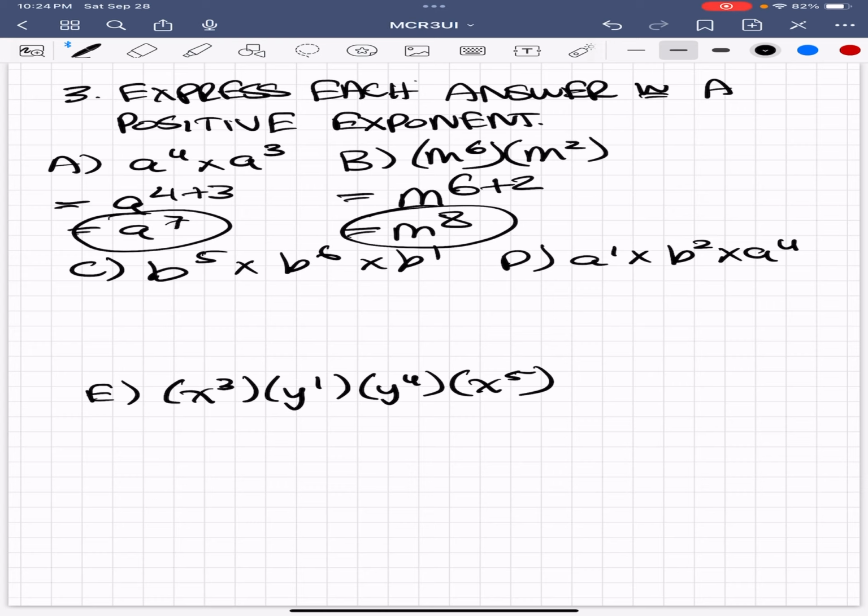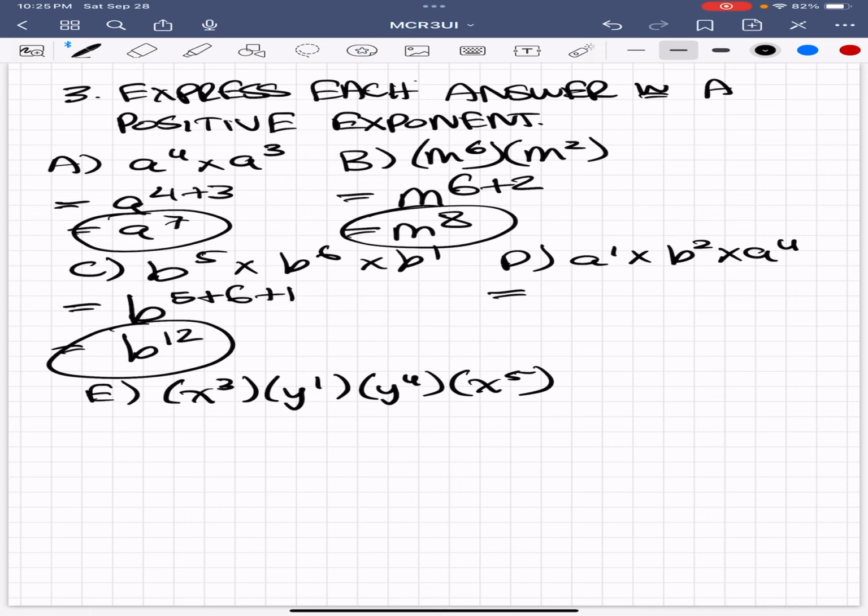Moving on, we have multiplication. All bases are the same, so it's b, b, b. And so we're going to add these exponents together. So we have b to the power of 5, b to the power of 6, and b to the power of 1. 5 plus 6 plus 1 would be b to the power of 12.